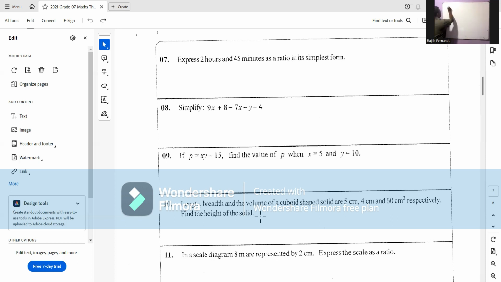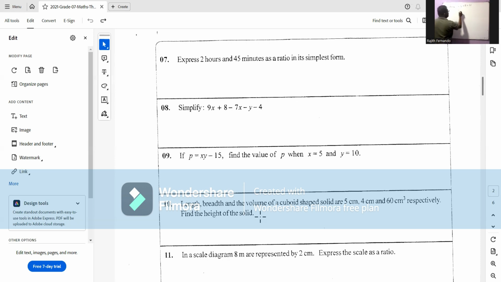Volume equals length times width times height. You are given three values, but you don't know one value, and that is the height. You are not given the height, they are asking for the height. Yes, find the height of the solid. They are telling us the length and width, 5 and 4.